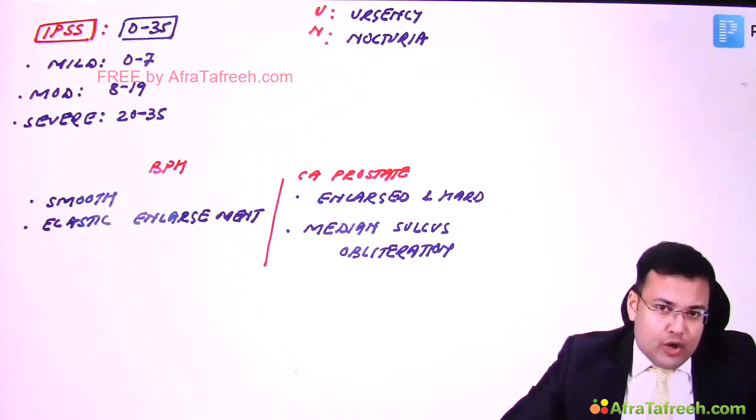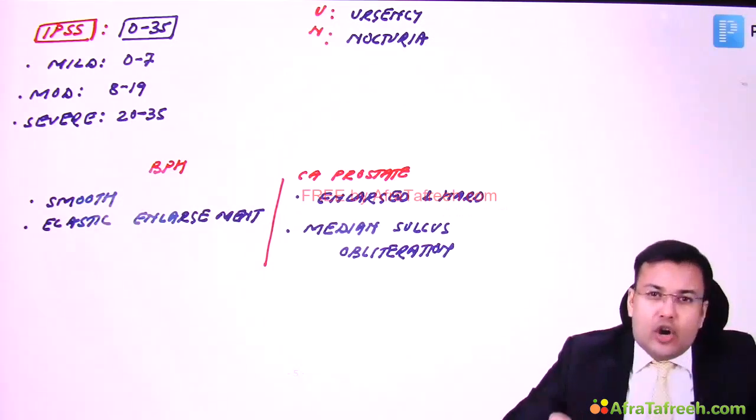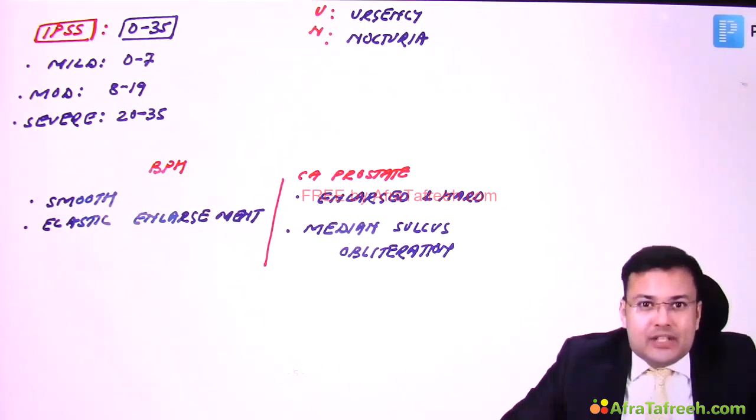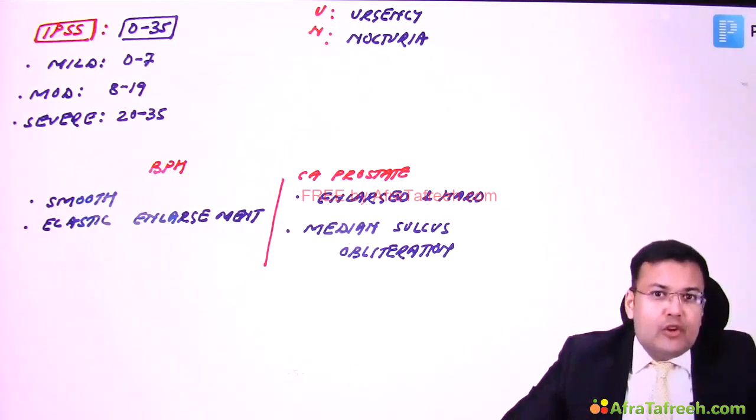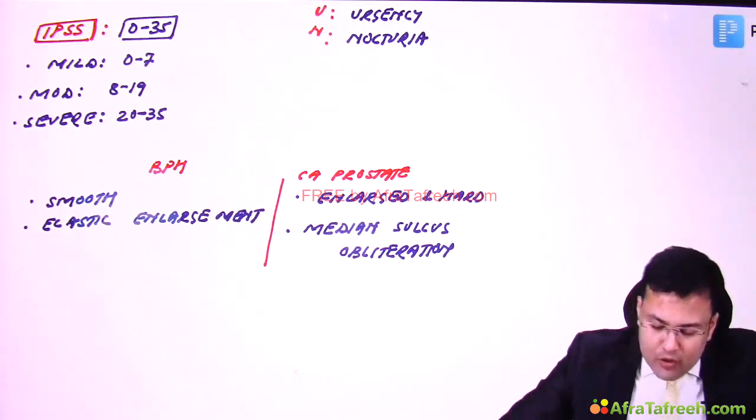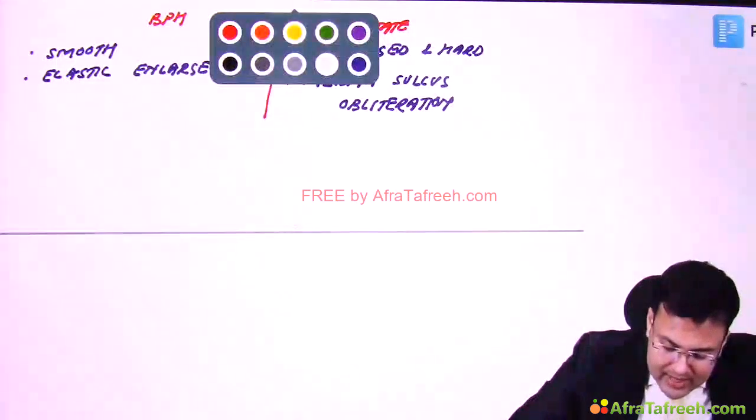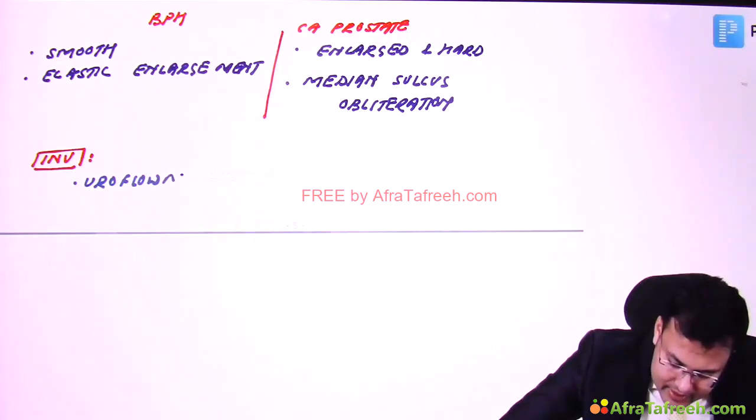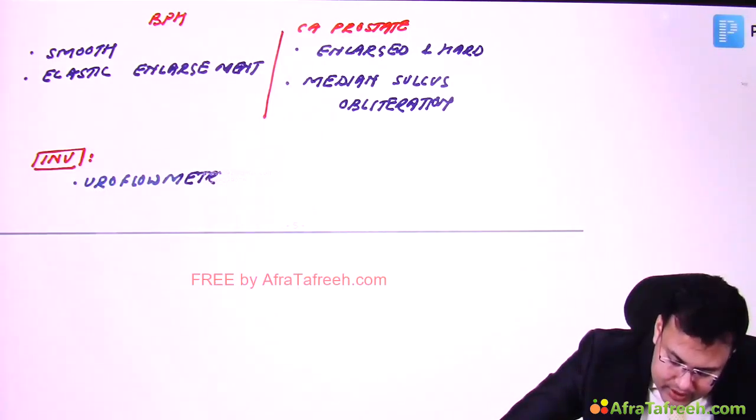So how are you going to document that? You can easily document that after measuring the urine flow. How are you going to measure the urine flow? The name of investigation is uroflowmetry. Uroflow means urine flow, metry means measurement. So how are we going to make the diagnosis? We go for investigations, and which one? We perform uroflowmetry, right? So we are going to measure the urine flow.